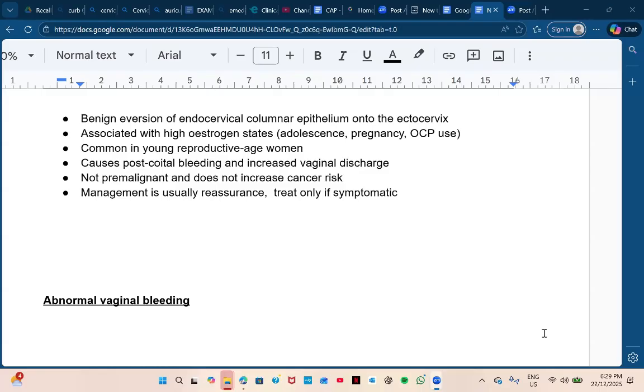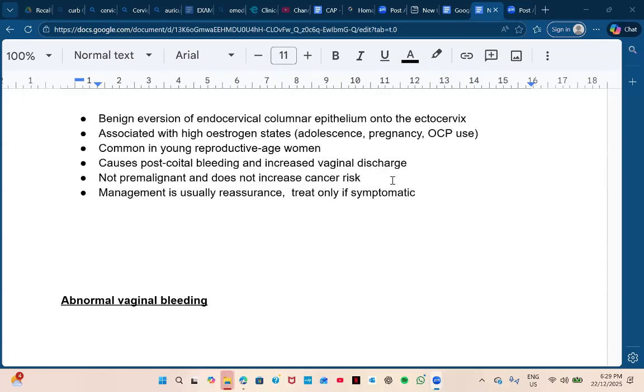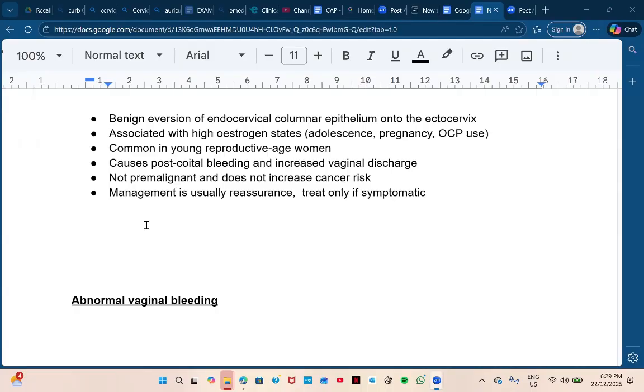Okay. So let's discuss. It's an eversion of the endocervical columnar epithelium into the ectocervix. So in the cervix there are two types, right? Endocervix and ectocervix. In the ectocervix there is squamous epithelium, and in the endocervix, columnar epithelium.